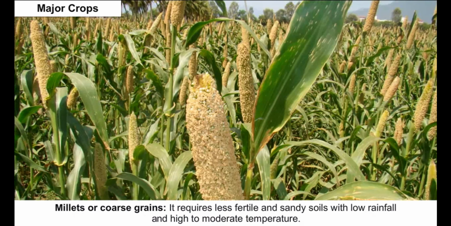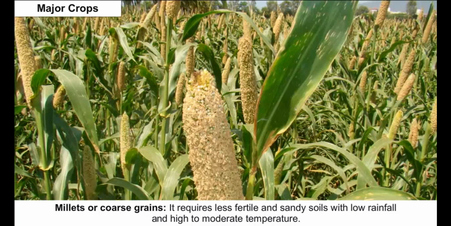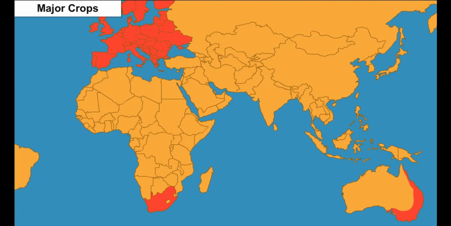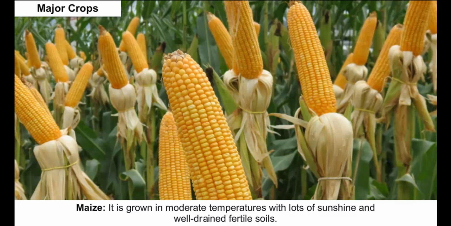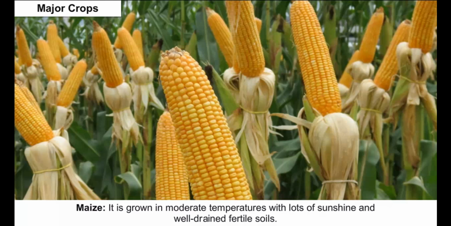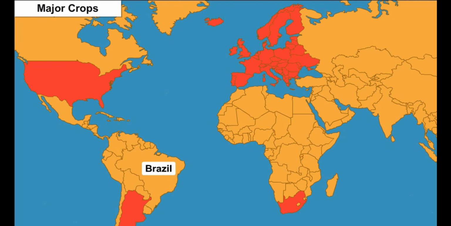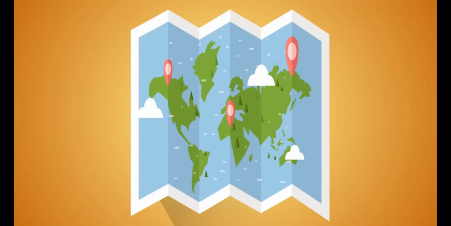Millets and coarse grains. They require less fertile and sandy soils with low rainfall and high to moderate temperature. Millet is a popular crop in the countries India, Nigeria and China. Maize. It is grown in moderate temperatures with lots of sunshine and well-drained fertile soils. It grows best in Brazil, China, Russia, Canada, India and North America. Cotton.